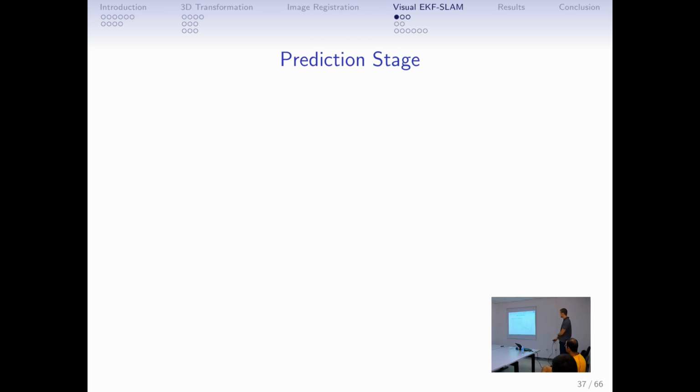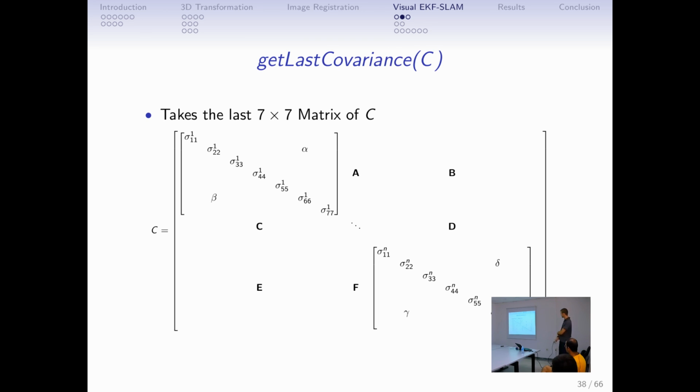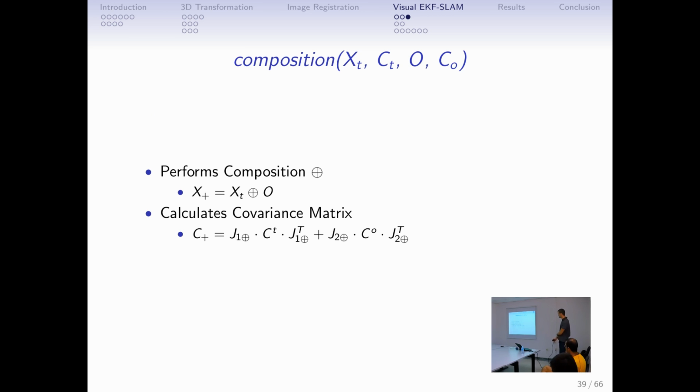Prediction stage. We get the last covariance C. Beside the state vector we are building, to each state we are also storing our covariances, so the uncertainties. This is done with this global matrix C. We are putting the calculated covariances on the diagonal on the bottom right. And to get the covariance to the current state, which is the last state in our state vector, we just have to take the bottom right 7 times 7 covariance. The composition is done as shown in the 3D transformation.